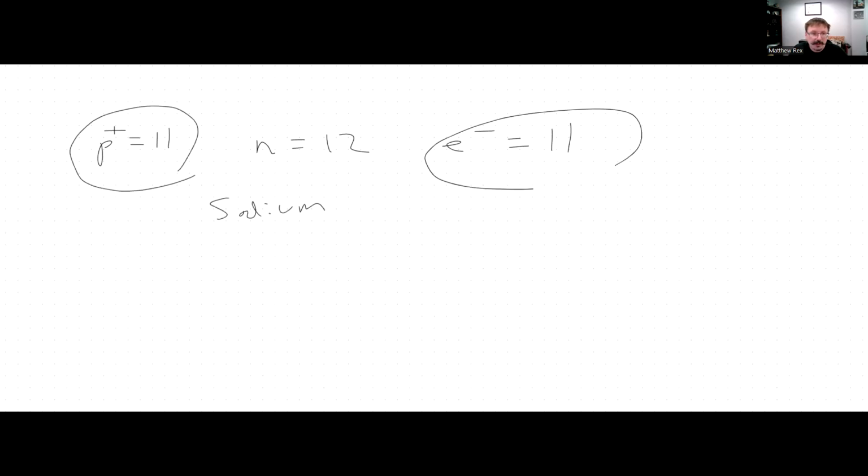Which element is defined by the following characteristics? We have 11 protons. We have 12 neutrons, and we have 11 electrons. So that right there, if you look at the periodic table, should be sodium, really based on that. And it wouldn't have any charge because the number of electrons matches the number of protons.